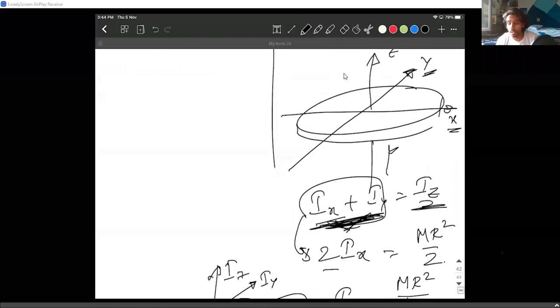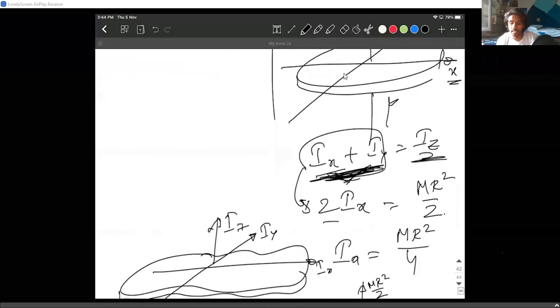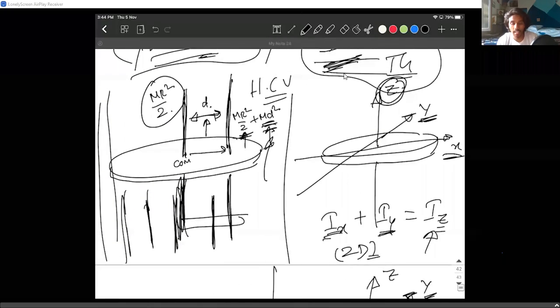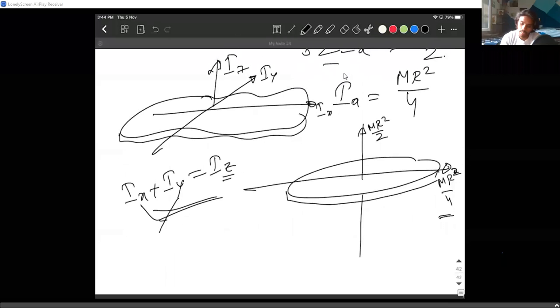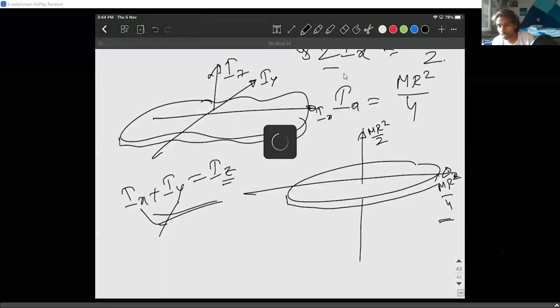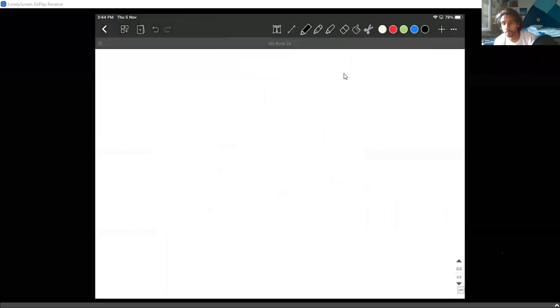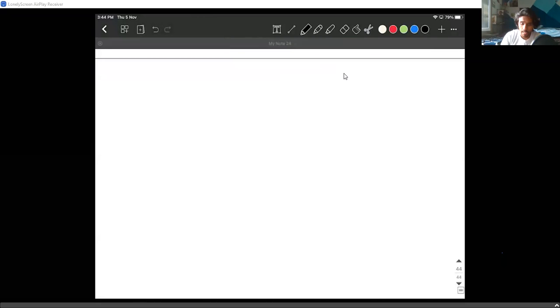Now, anyway, I wanted to discuss how these things actually arrive. How did we arrive at this idea? So let me just start with that idea and show you some moment of inertia examples, and let's see how far we can go today.